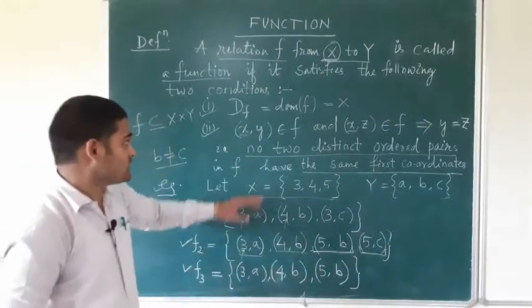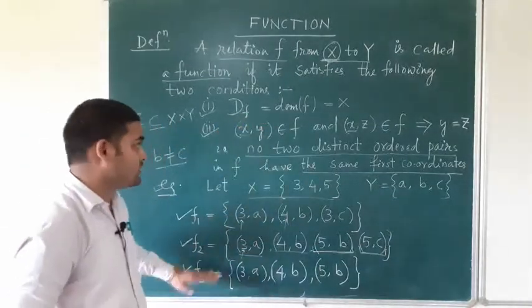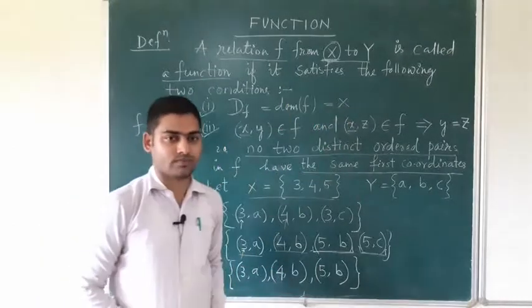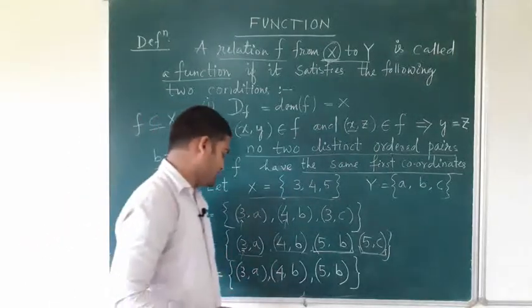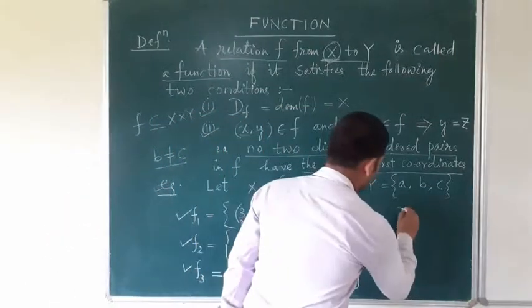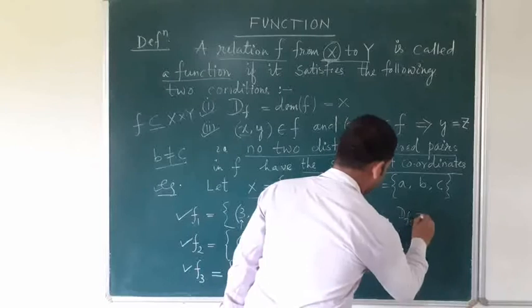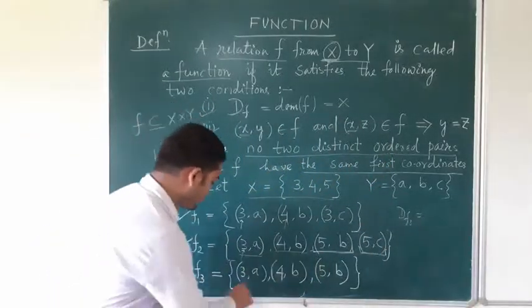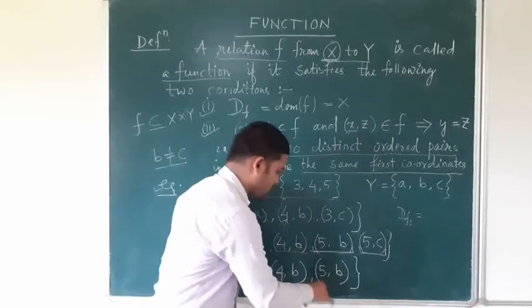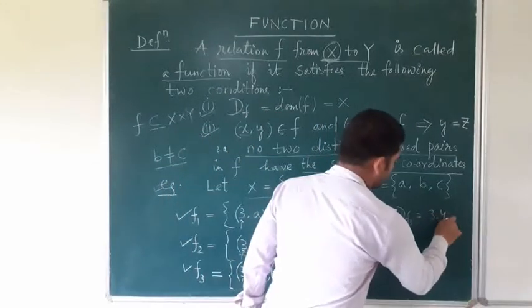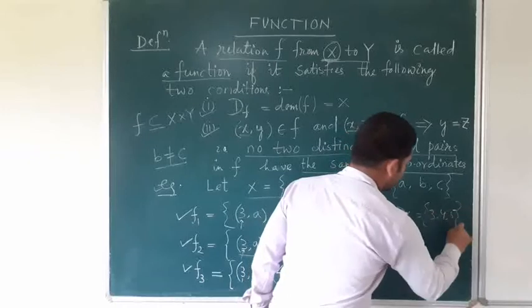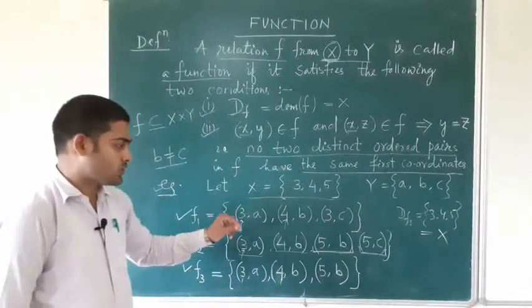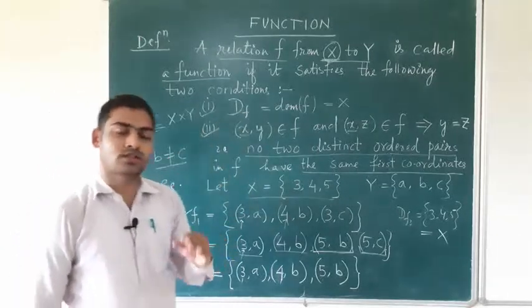See, first condition is domain of F3 must be equal to the set X. Okay, so here domain of F3, the set of first coordinates 3, 4, 5, which is equal to set X. So, first condition is satisfied.